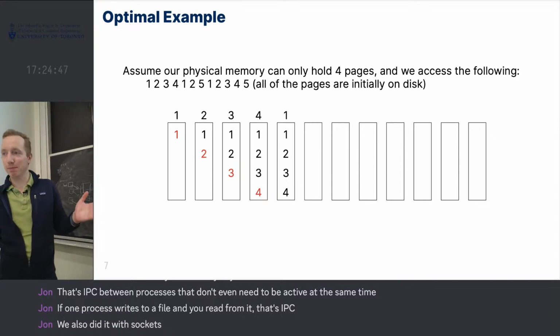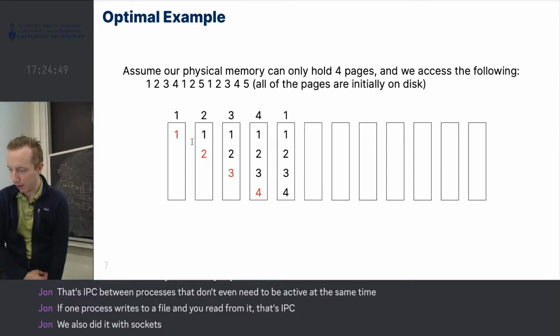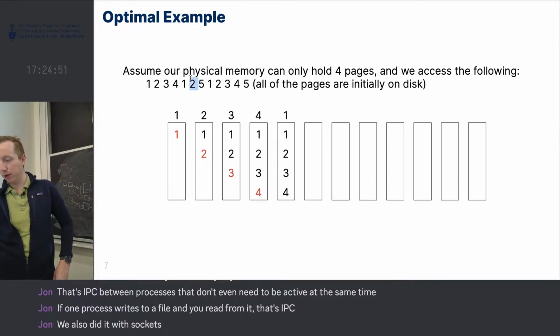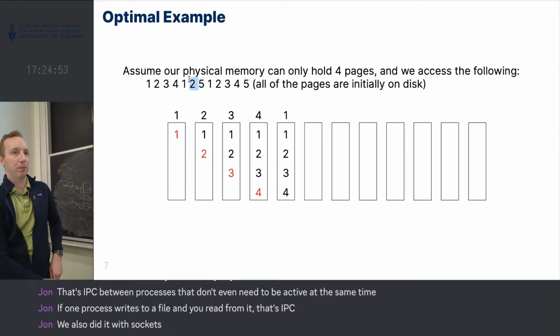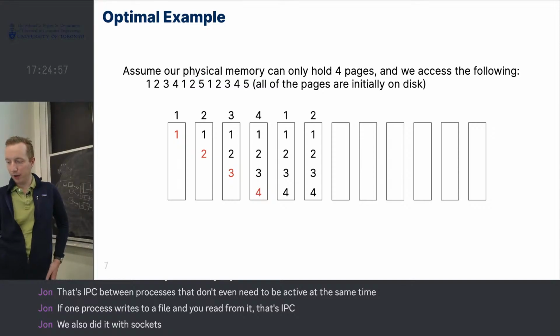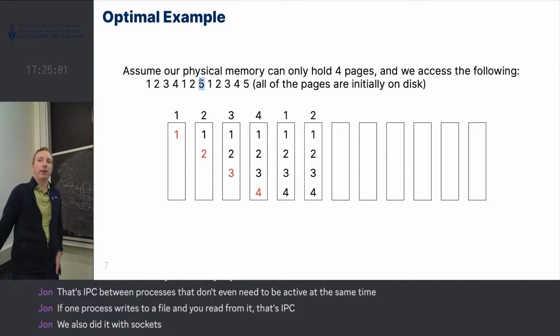Okay, so now I access page 2. What happens with page 2? Nothing happens, right? It's already in physical memory. All right, what about page 5? Which one are we using?